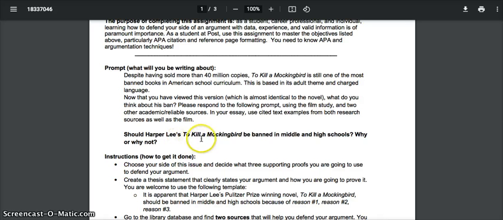Should Harper Lee's To Kill a Mockingbird be banned in high schools? Why or why not? So as you're watching To Kill a Mockingbird, as you're reviewing it, you should take notes on whether or not it should be banned in middle school and high schools. I personally teach in a middle school, and I do know that this book is taught in 8th grade. This is definitely a controversial book, and many teachers across our school district are discussing this book and whether it should be banned from the curriculum this coming year. So I would love to get your perspective on it as well.